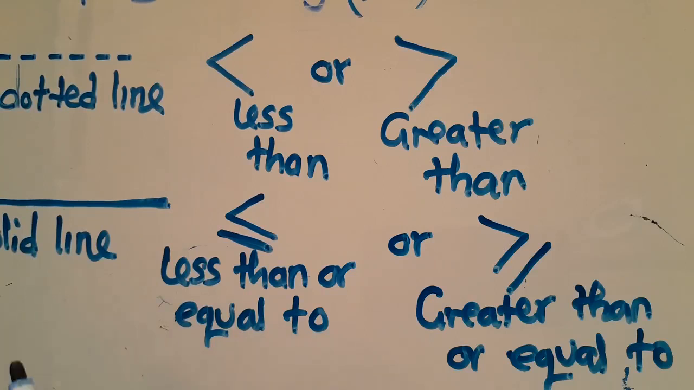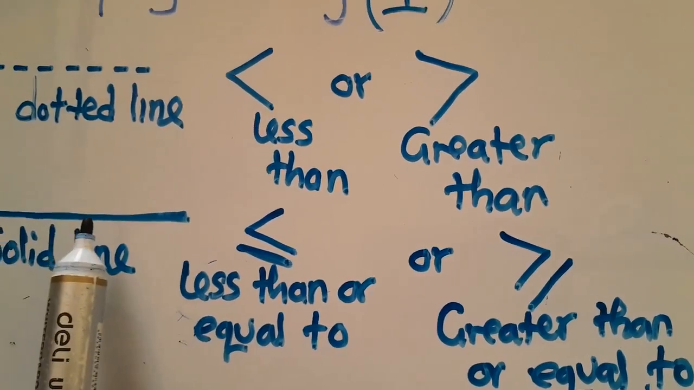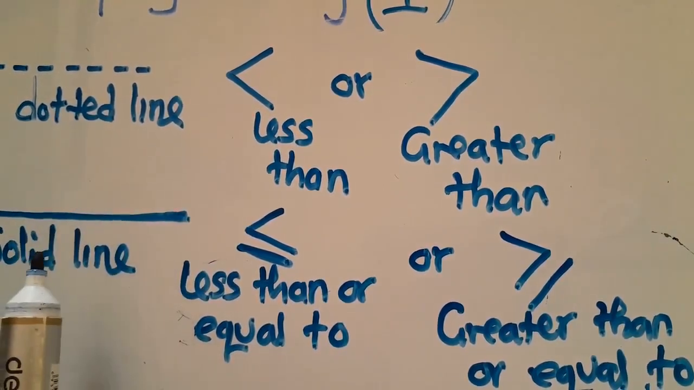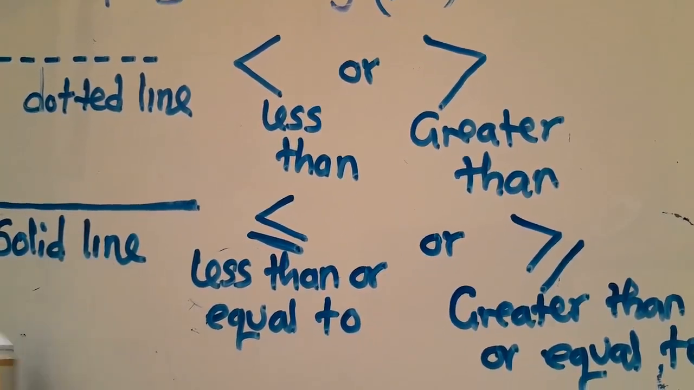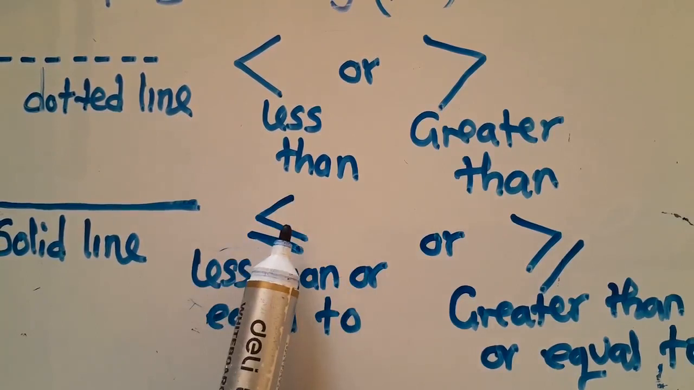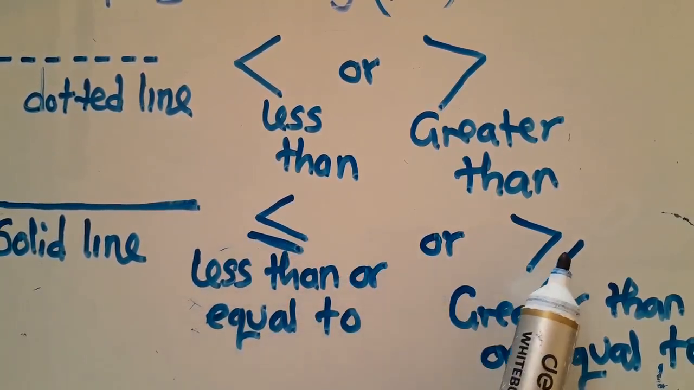We've got a dotted line. The other name for a dotted line is a broken line. Then we also have a solid line. Whenever you have a solid line, you are supposed to use either this inequality or this other inequality.